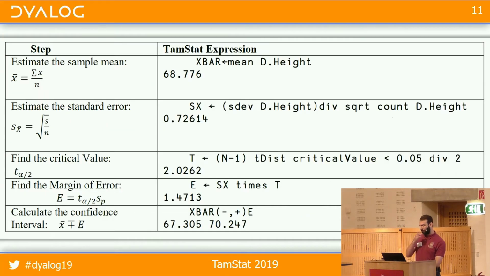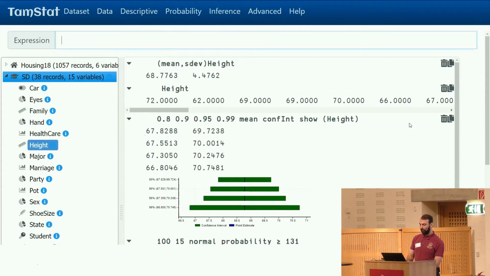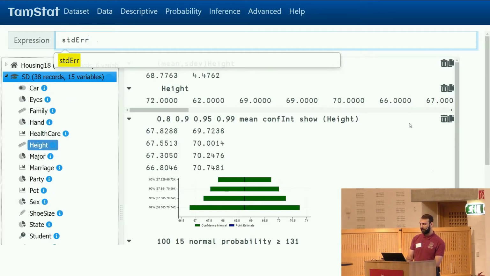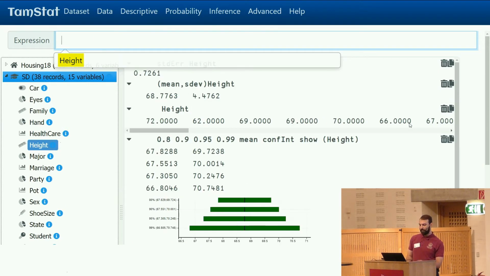The next step is something called the standard error, which has been defined here in terms of the standard deviation divided by the square root of the number of measurements. Although there is also an inbuilt function for that, so we can find the standard error.